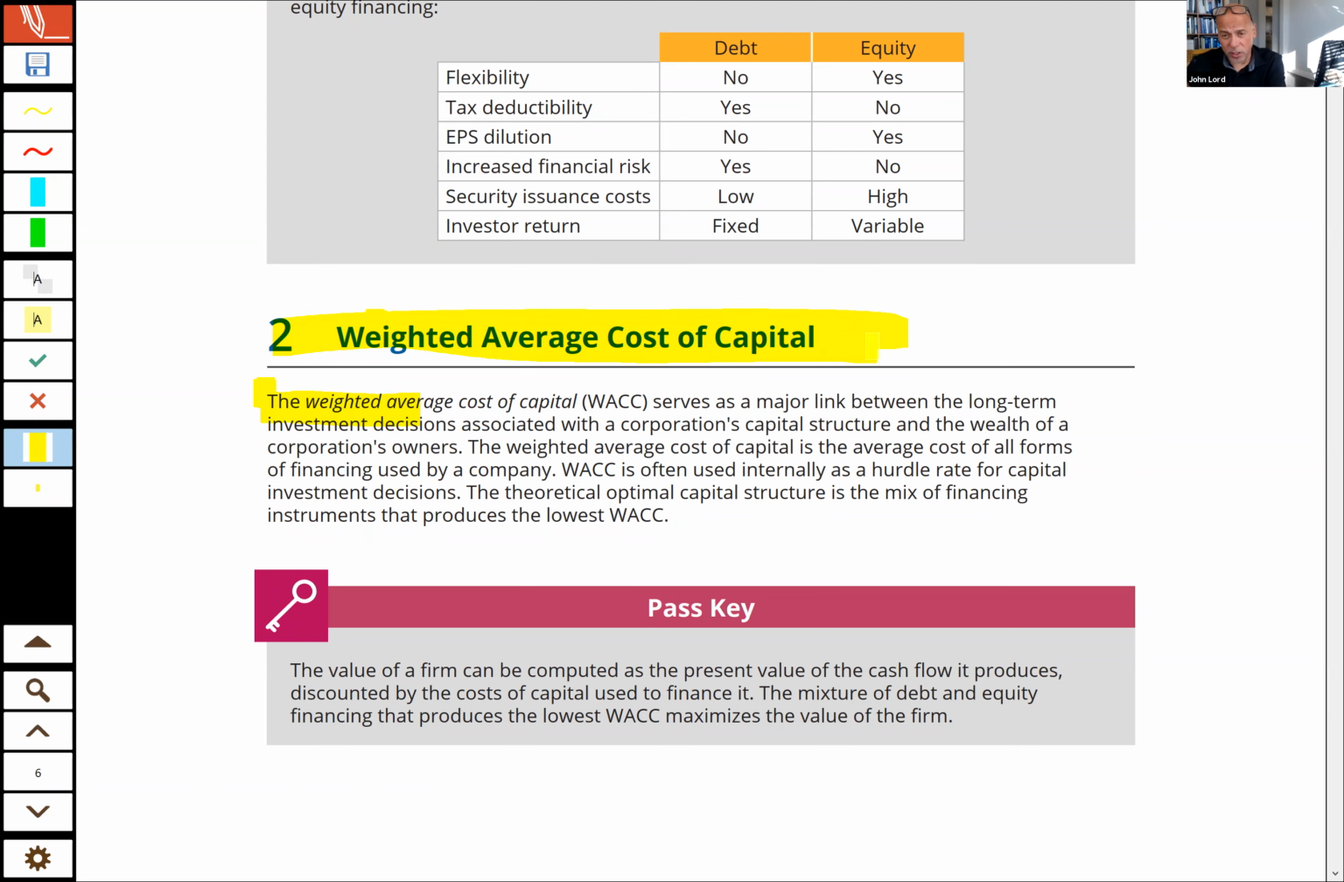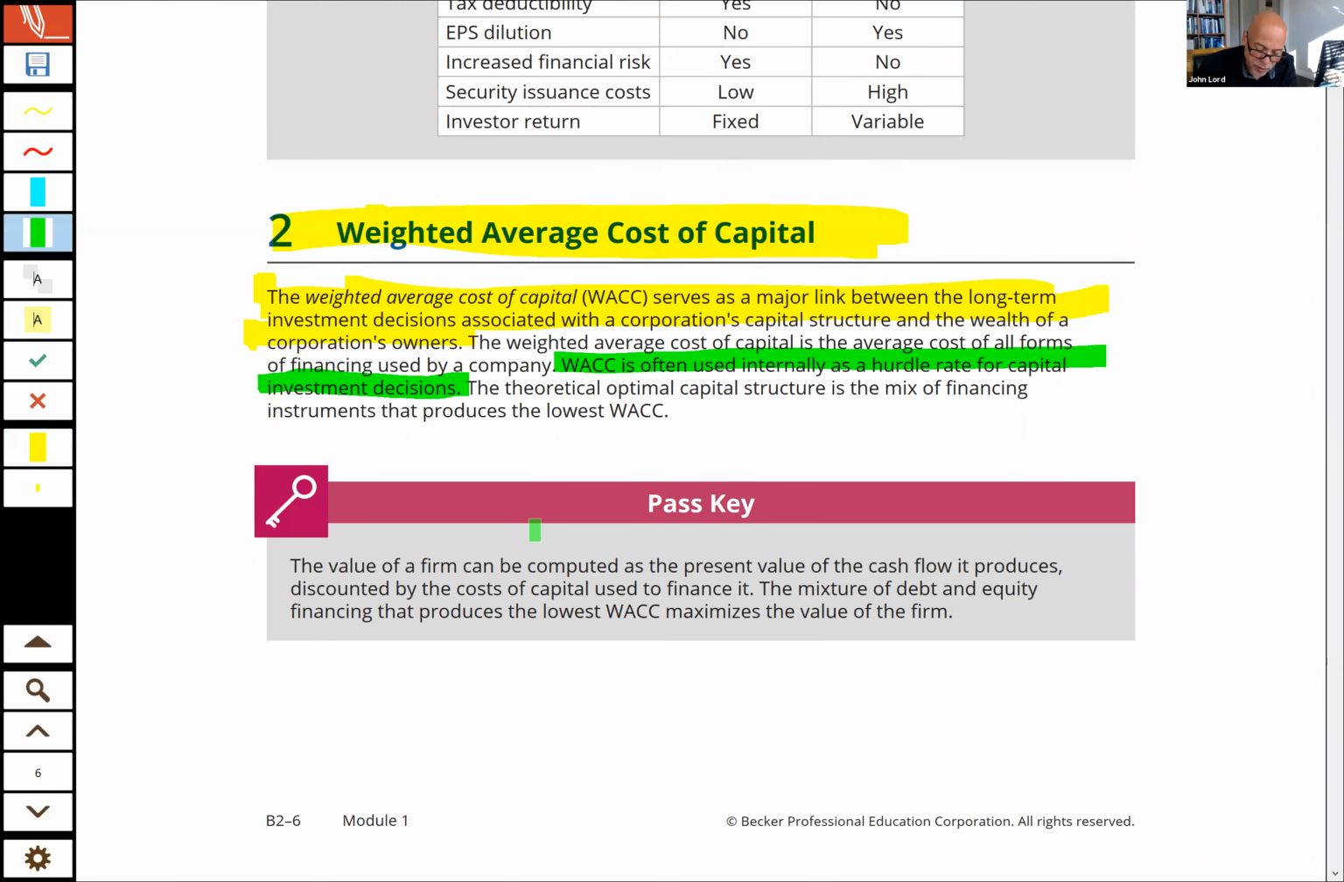So when we're talking about weighted average cost of capital, we're asking what the weighted average is if you used one of those. The weighted average would be whatever the cost of that one is, say the debt. If you were using a combination, it could be all three: the cost of the debt, the cost of the preferred stock, and the cost of retained earnings. We're going to see that the average cost of capital serves as a major link between the long-term investment decisions associated with a corporation's capital structure and the wealth of the corporate owners. The weighted average cost of capital is often used as a hurdle rate for decisions. And the key point is that the mixture of debt and equity financing that provides the lowest weighted average cost of capital maximizes the wealth of the firm.